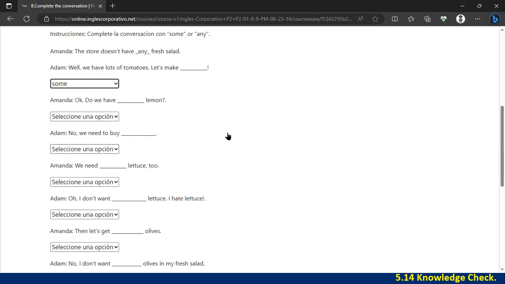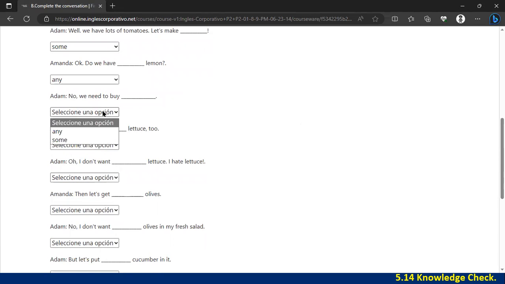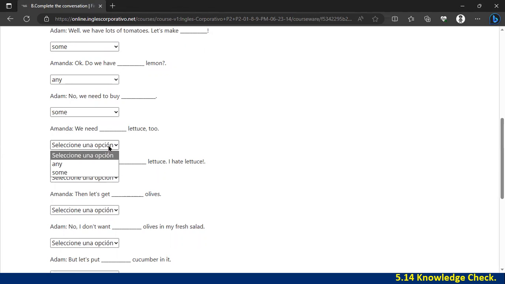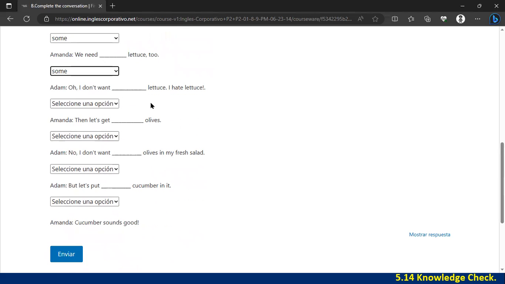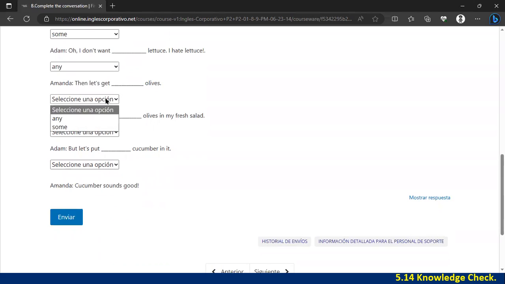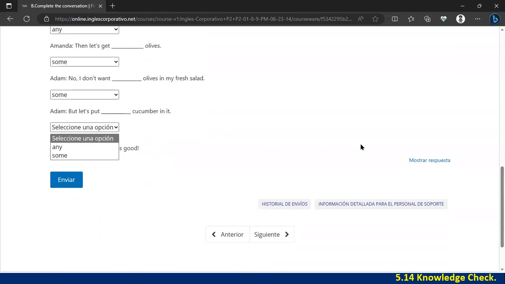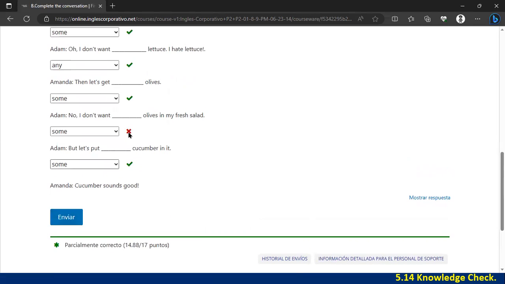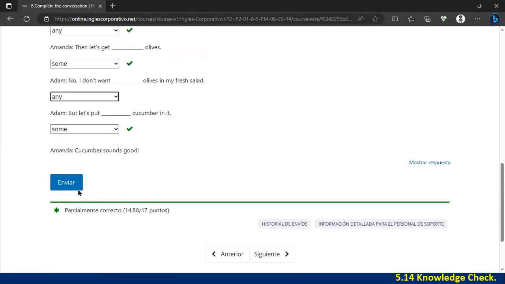Some. Okay, let's mix. Okay, do we have any lemon? No, we need to buy some. Some. We need some lettuce too. Oh, I don't want any lettuce. I hate lettuce, right? Oh, well, then let's get some olives. No, I don't want some olives in my fresh salad, but let's put, bueno, como es afirmativa, some. Let's put some cucumber in it. Cucumber sounds good. Porque recordemos, uy, me equivoqué aquí, perdón, era any. Sorry, alguien me dijo any, yo creo que yo some escribí.